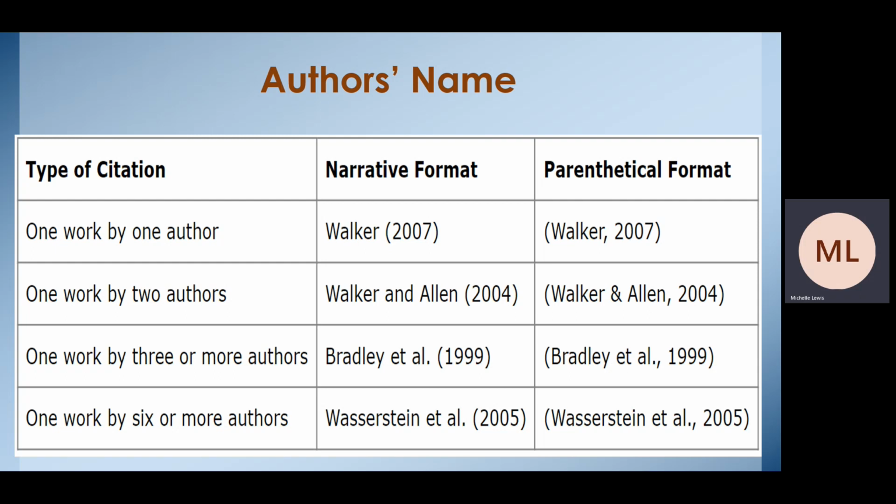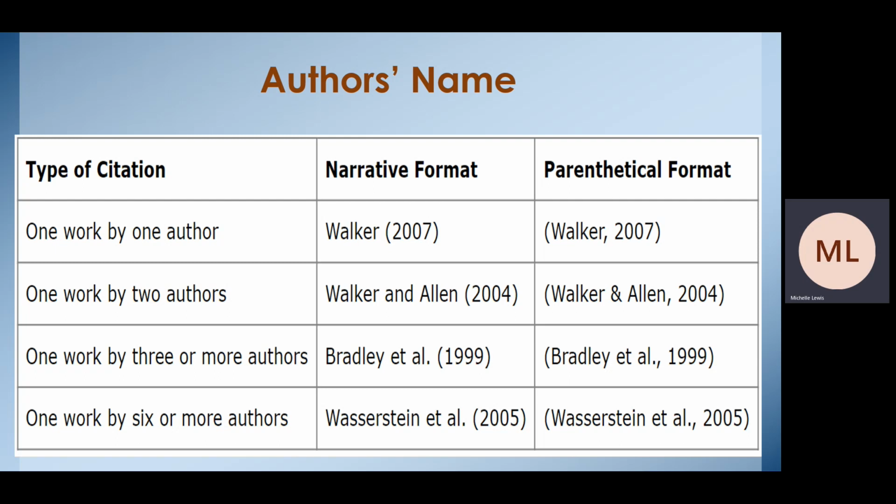So we will be looking at some examples of how the author's name appears when we are doing the narrative format compared to the parenthetical format. Type of citation. When one work is done by one author, the narrative format has the author name in front and the publication date in brackets. When compared to the parenthetical format, both the author and the year of publication, separated by a comma, are in the brackets.